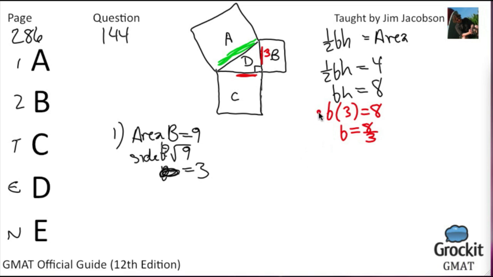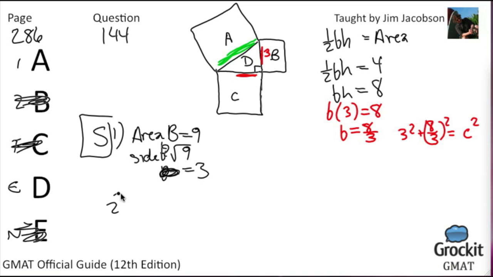And from there, we can figure out what the side of square region A is. We would take 3 squared plus 8/3 squared equals C squared, and then go from there. I don't want to, but we could, because then it's simply math. C would be the square root of those two things together. So statement 1 is sufficient. We can cross off B, C, or E. Statement 2: the area of square region C is 64/9.